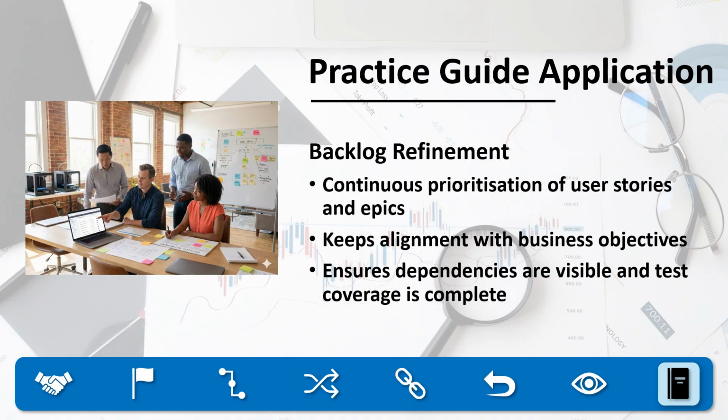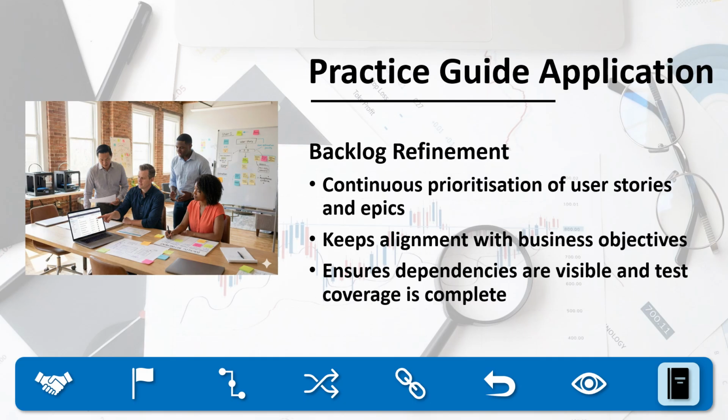Backlog refinement serves a similar purpose in adaptive environments, but with a more dynamic focus. It involves continuously reprioritizing user stories and epics, making sure they stay aligned with current business objectives. Refinement sessions allow the team and stakeholders to review dependencies, identify gaps, and confirm that acceptance criteria remain valid. Over time, this reduces waste and improves delivery flow.